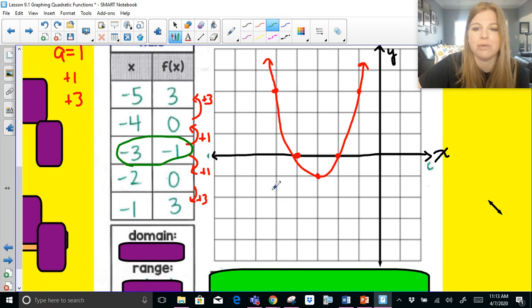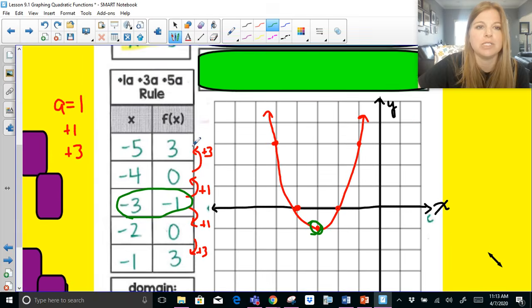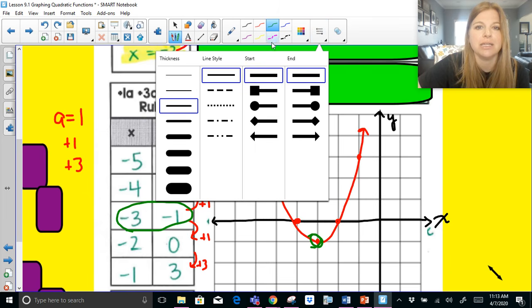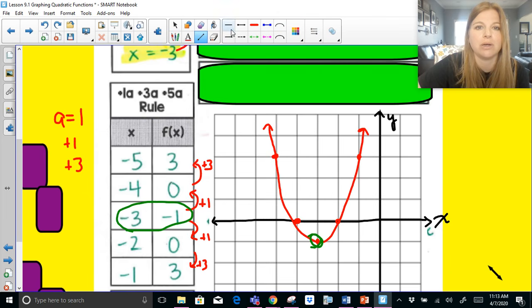Negative 3, 1, negative 1. That was the first point. There's my vertex of my graph. Notice what we said the axis of symmetry was. It's x equals negative 3. So if I go ahead and I draw that line through it, look, that's my x equals negative 3. That's my axis of symmetry that we calculated before.